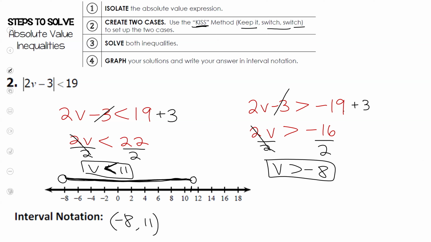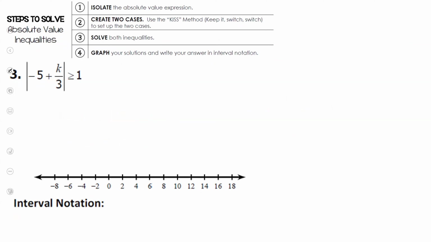All right, let's do another example. Okay, next example. This is number 3. It's already isolated. So we're going to create our 2 cases. First case, I'm going to have -5 plus k over 3 is greater than or equal to 1. The first case just stays the same, okay?